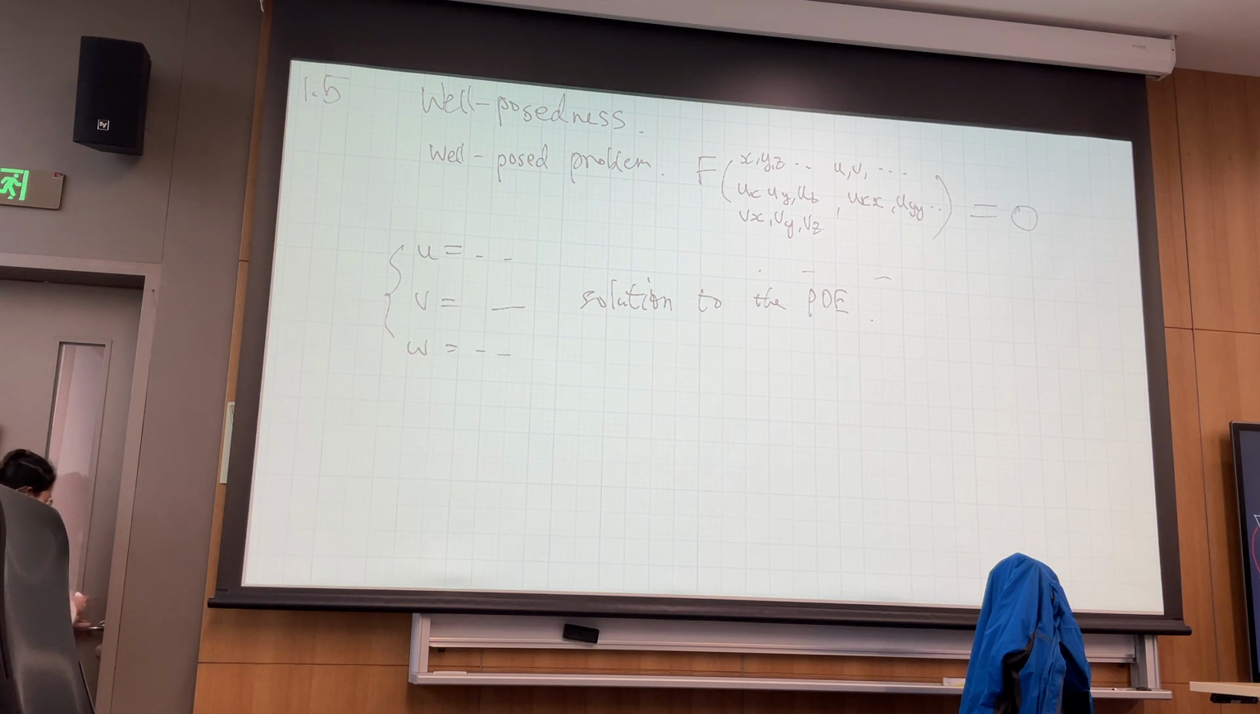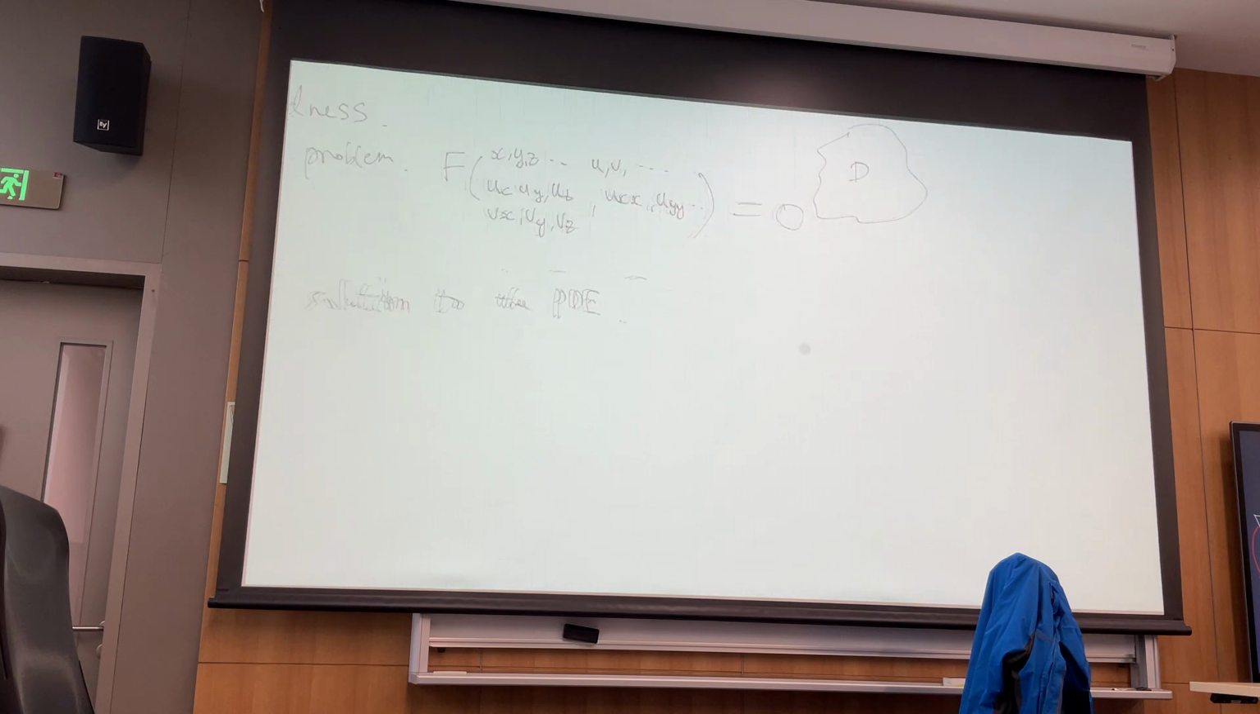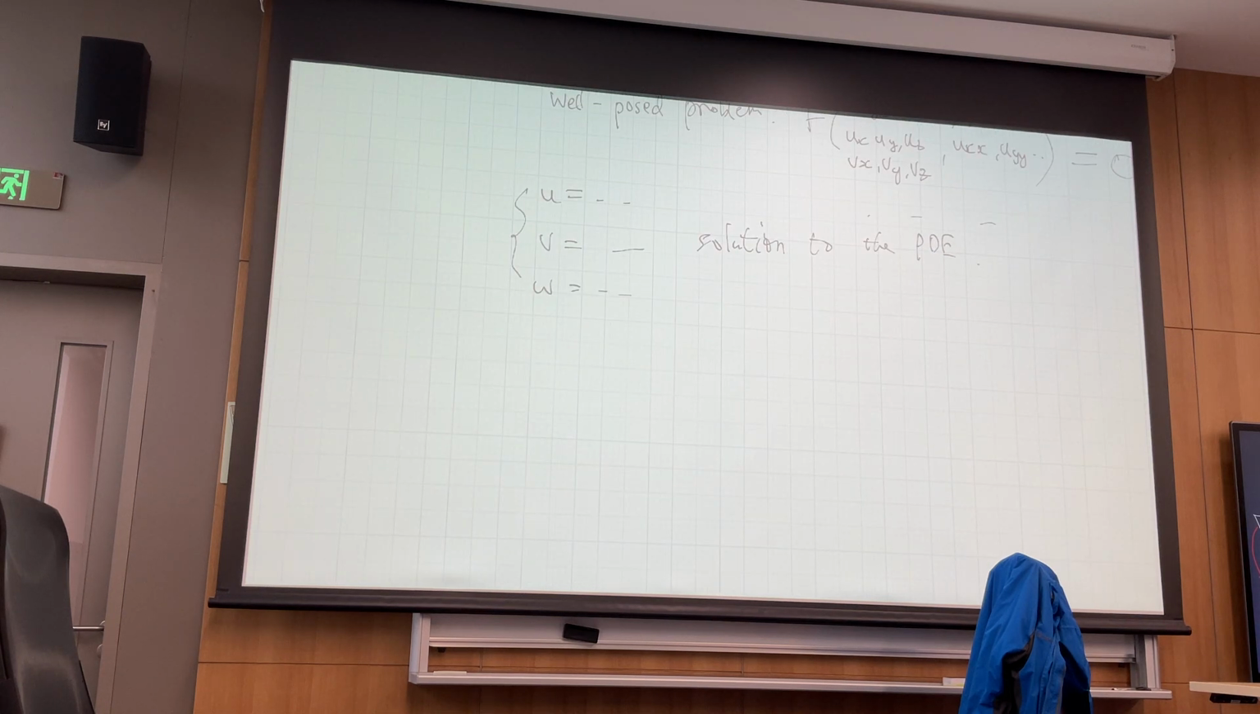Or more formally, well-posedness is talking about a PDE in a domain D, a partial differential equation in a domain D, with a set of initial conditions and boundary conditions, or other auxiliary conditions, such that their solutions should satisfy the following. Property 1 is the existence.